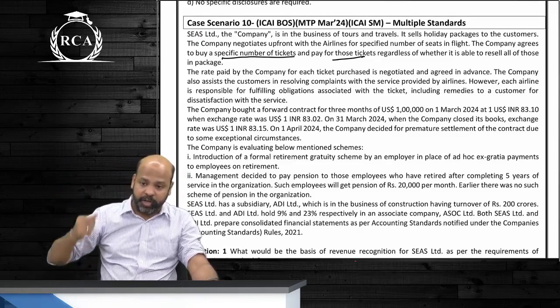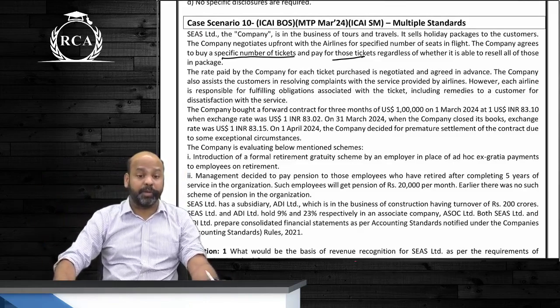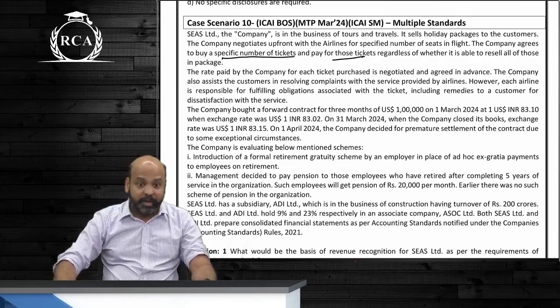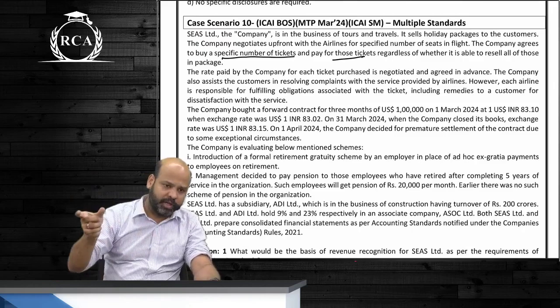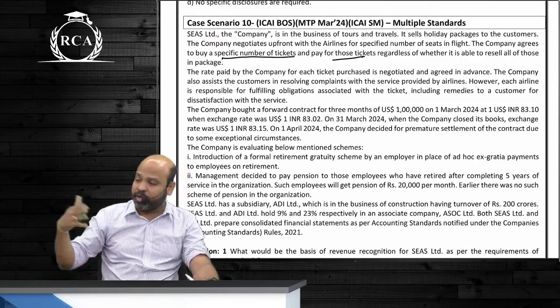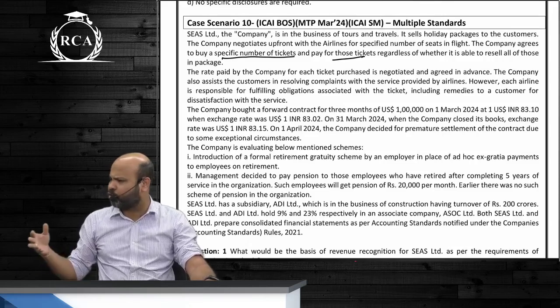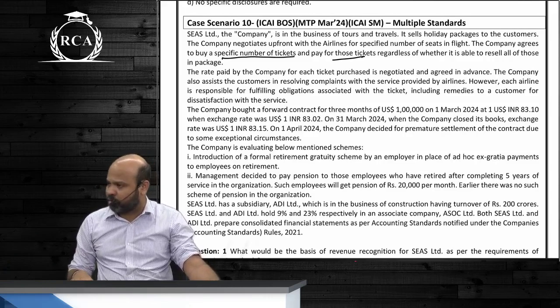The difference between spot rate and forward rate as on the date of contract is called forward premium or discount. This forward premium or discount should be amortized over the period of the forward contract. If it is for hedging, the difference between spot rate and forward rate as on the date of transaction: if forward rate is more, it is called forward premium. If forward rate is less, it is called forward discount. Normally, it is forward premium. So that should be amortized over the period of the forward contract.